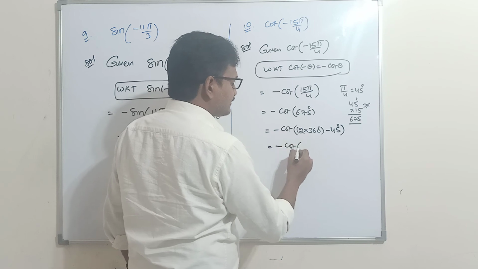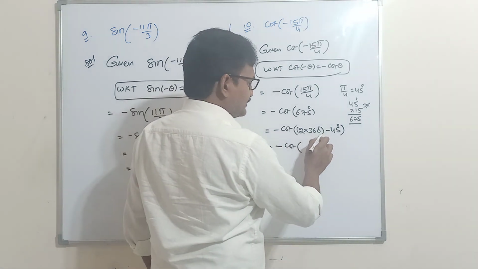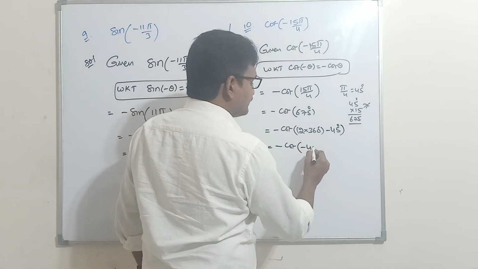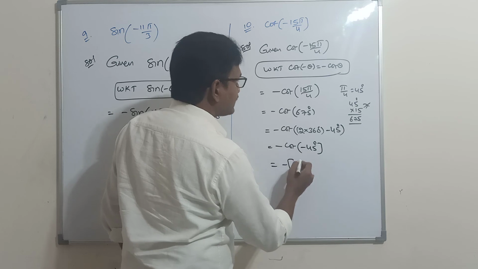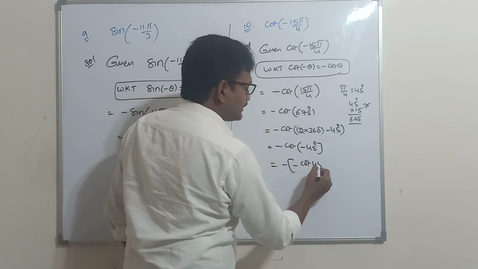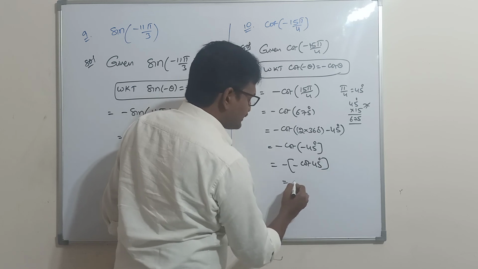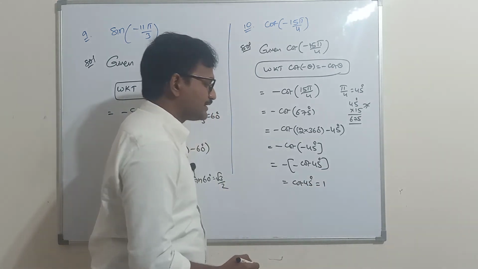So minus of cot of, assume 2 into 360 as 0. 0 minus 45 is minus 45. Minus of cot of minus theta is again minus cot theta. Minus into minus is plus cot theta. Cot 45 degrees value is 1.